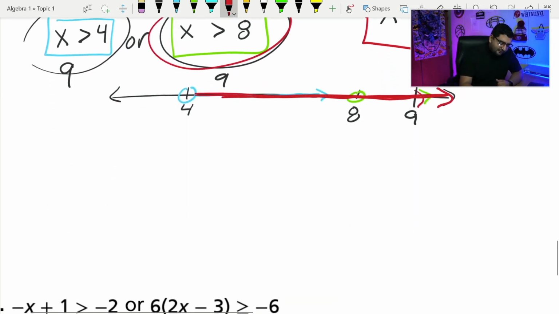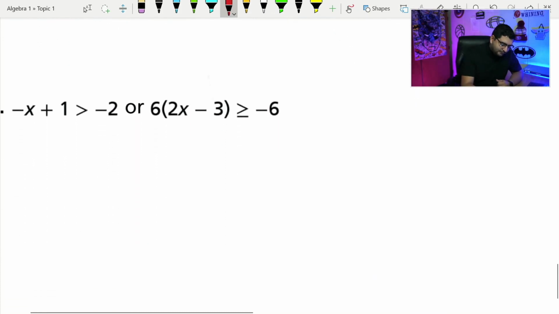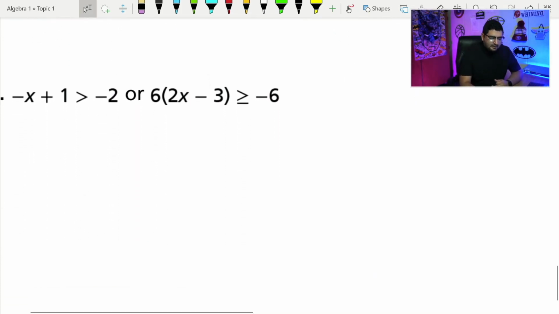And now let's look at a different example. Okay, let's go ahead and look at this one. So that's one thing that can happen when we're working with compound inequalities. Here's another example of something different that might happen to us.